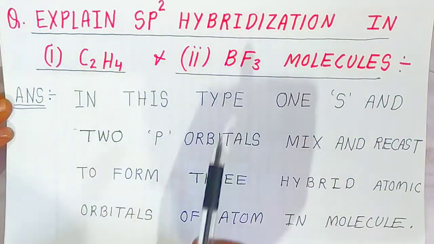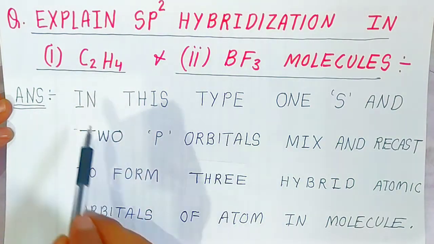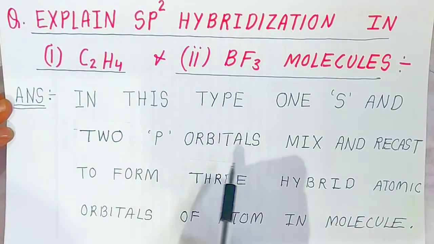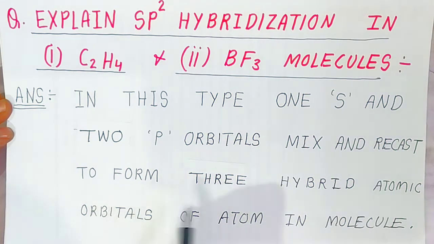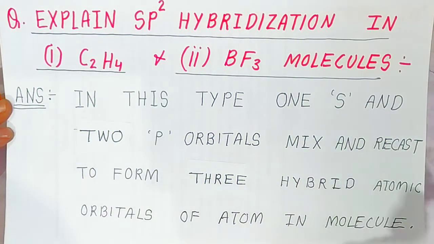What is sp2 hybridization, students? S and P. That means one s orbital and two p orbitals. In this type, one s orbital and two p orbitals mix and recast to form three hybrid atomic orbitals of an atom in a molecule, which is called sp2 hybridization. One s orbital and two p orbitals are involved in this hybridization.